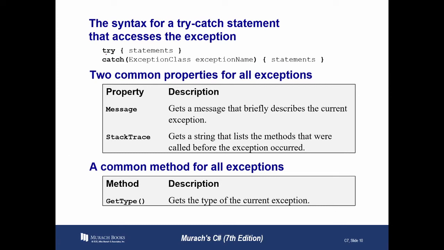If we look at the top here, the first block is your try. Try to do this. Then the catch is really about your exception class and the exception name. There are different properties for the exceptions. We've got a property that gets a message that briefly describes the current exception, or gets a string that lists the methods that were called before the exception occurred. That's stack tracing, which is more when we get really into the debugging piece of this. And a common method for all exceptions is GetType.